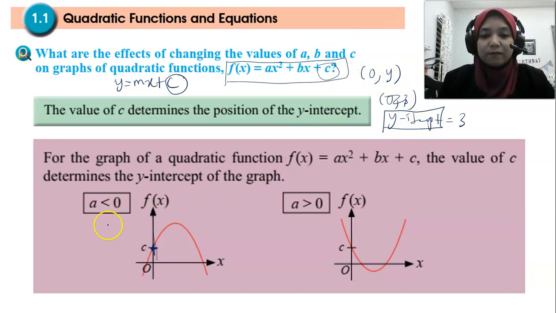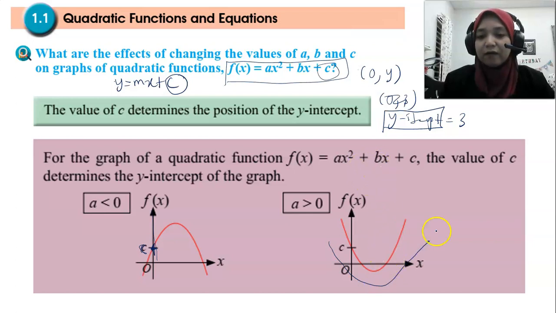So, two types of A saja ingat. Kalau A less than 0, sad face. Kalau y-intercept dia C dekat sini. Kalau A greater than 0, smile face. Y-intercept dia pun kat sini. Dia boleh jadi juga position C dia. Kalau graph dia contoh kat bawah ni.